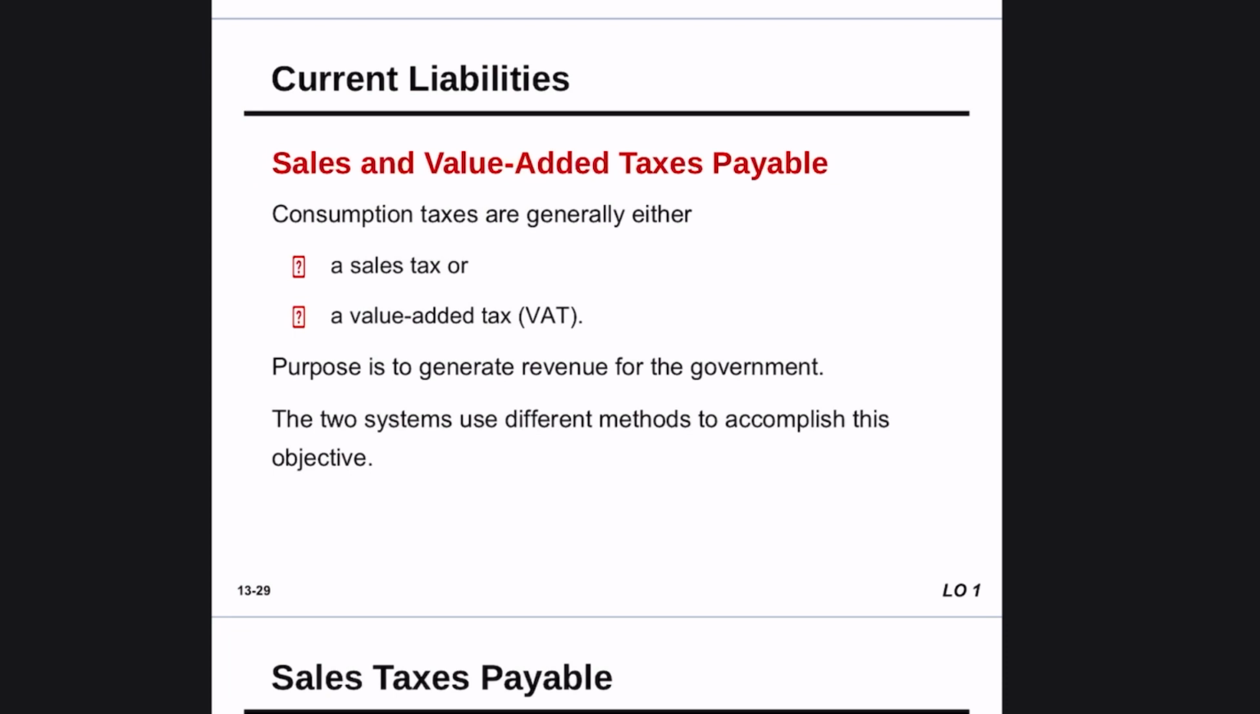And then we have sales and value added tax payable. What happens here is that when a company makes a sale, a part of it will go to the government as a sales tax, or sometimes we call it value added tax, which is VAT. The purpose is to generate revenue for the governments, and there are two systems that use different methods to accomplish this objective. We'll see now the difference between the sales tax and the VAT.